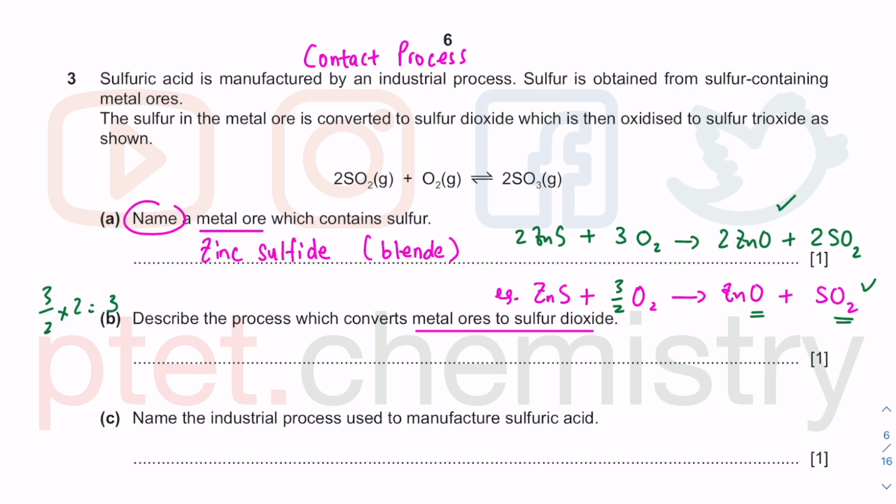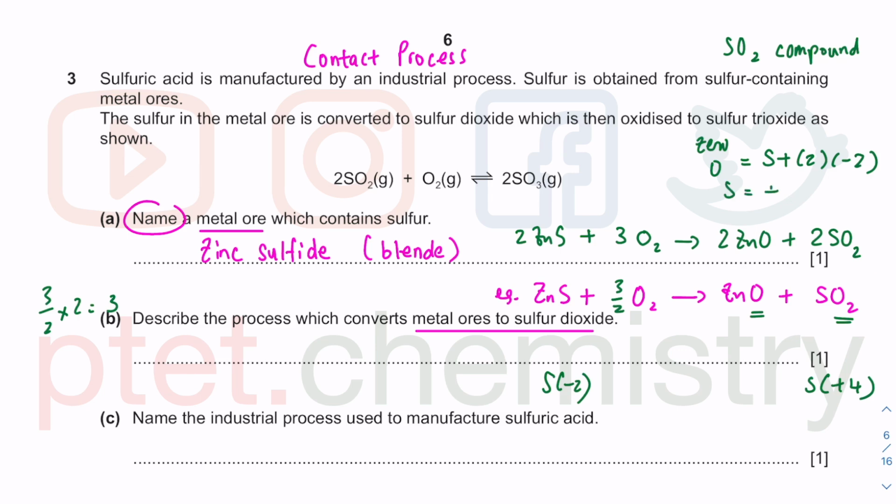So in this process of converting metal ores to sulfur dioxide, both the zinc and the sulfur actually gain oxygen. But when you have zinc sulfide there, the zinc is Zn2+, the sulfur is S2-. So the sulfur has an oxidation number of -2, and in SO2 it is +4, as that is a compound. A compound has 0 oxidation number, so sulfur plus 2 times -2, because each oxygen in a compound is going to be -2, means the sulfur is going to be +4 in SO2. Going from -2 to +4, this is oxidation number increasing. That is what you call oxidation.